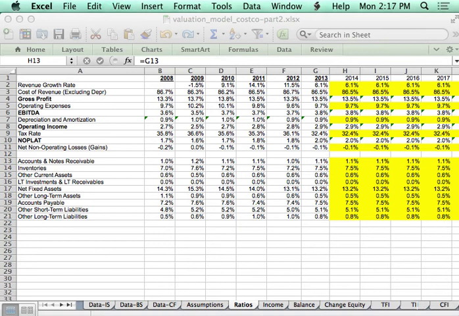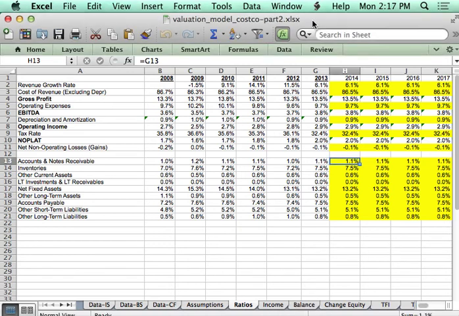All right, so today we're going to pick up where we left off with Valuation Model Part 2 of Costco. Where we finished off with the last model is we had forecasted out 11 years worth of financial statements, which got us 11 years worth of cash flows. Now we're going to value the company doing a DCF valuation, and we're going to value those cash flows.